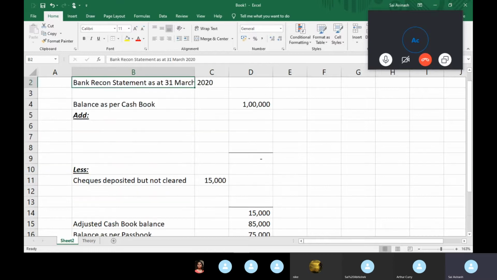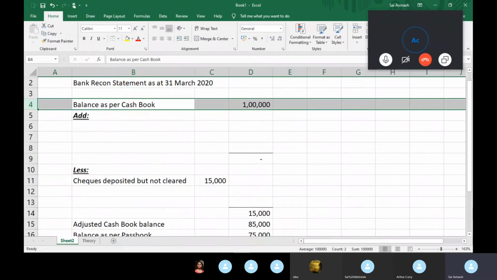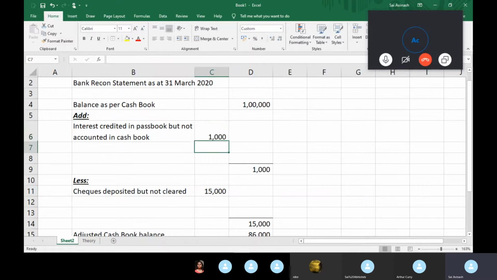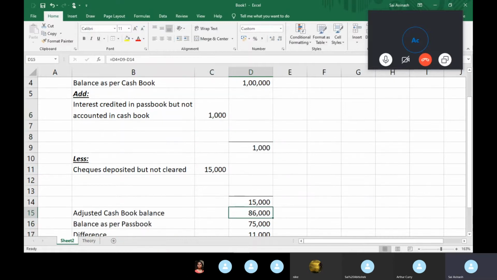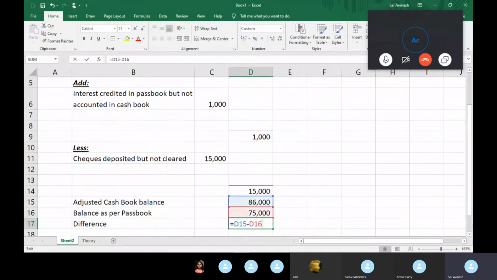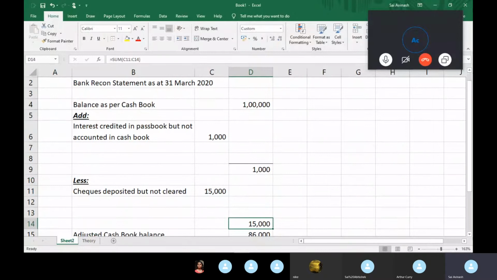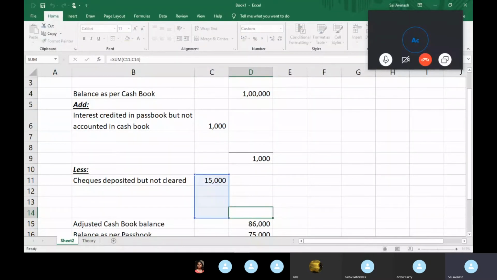So I will have to reduce that bank balance in order to compare my cash book and my bank book, right? In this case, my cash book value is lower, so I will have to add the balance. So I'm giving you another example. Interest credited in passbook, but not counted in cash book. Let's say that's 1,000, right? So now I have created a bigger difference, which means there are many items here that are going to be affecting how I'm making my reconciliation statement, right? So there's 15,000 worth of stuff that's to be reduced and 1,000 worth of stuff that's to be added, right? So that's 1 lakh, 1,000 minus 15,000, and that's 86,000.